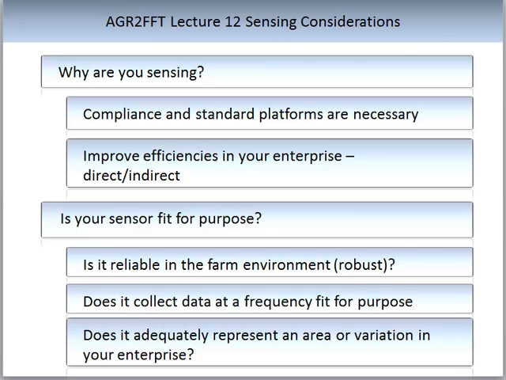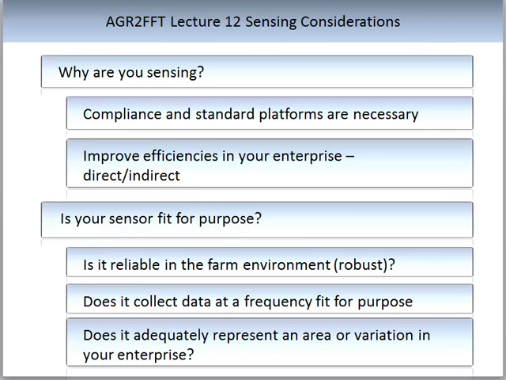The next question you should ask is, is your sensor fit for purpose? This can mean many things. One of the most important things to establish is, is it reliable in the farm environment? We call this robust. Many of the early sensors were not robust. Many of the newer commercially available sensors are robust. That is, they will work efficiently over time in that kind of environment. You need to consider the climate and any physical characteristics of the farm environment when you're considering how robust your sensing equipment may be.